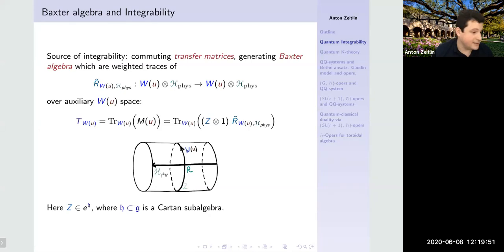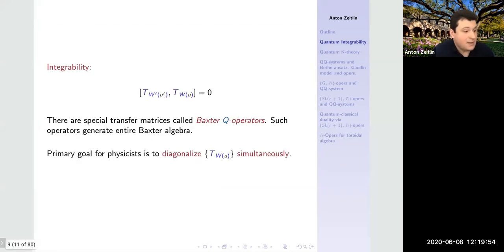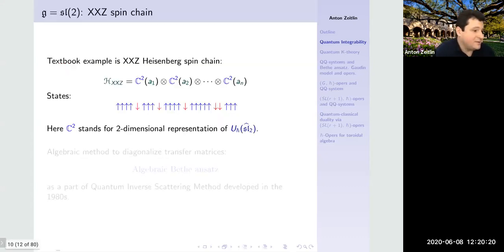So this is the transfer matrix, and integrability is something you get from the Yang-Baxter equation, the fact that these transfer matrices commute. Now there are special transfer matrices called Baxter Q operators. They generate the whole Baxter algebra, the algebra of these transfer matrices. Just to remind you, transfer matrices act in that space, H physical, right? The primary goal for physicists is to diagonalize these transfer matrices simultaneously. So here is a textbook example, the elementary example for SL2. This is a product of C2 spaces, where you denote elements in the basis as arrows pointing up and down, spin up and down. This is how you can label the basis in the space.